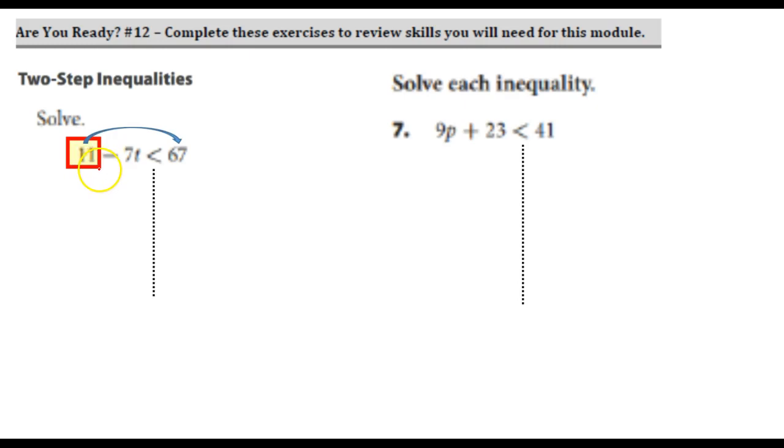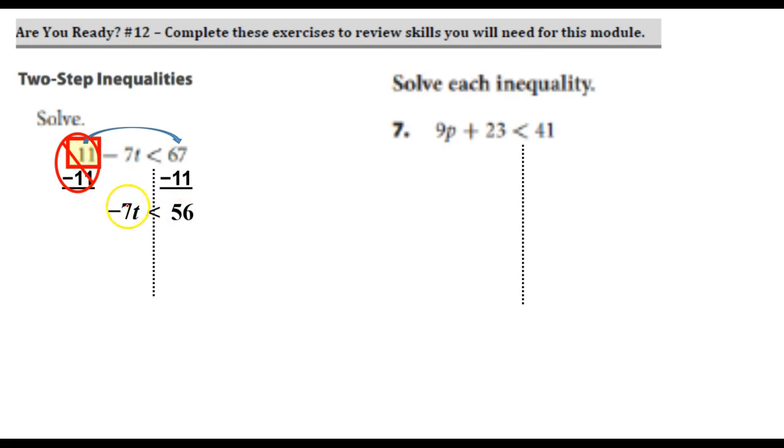So here you'll see the first thing that people do is they do the opposite of a positive 11, and they subtract 11 from both sides. They then bring down the negative 7t and the inequality symbol. Go ahead and subtract that. Pause here if you need to. And that would be 56.